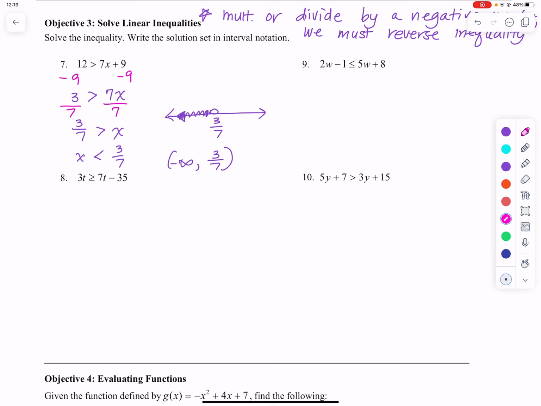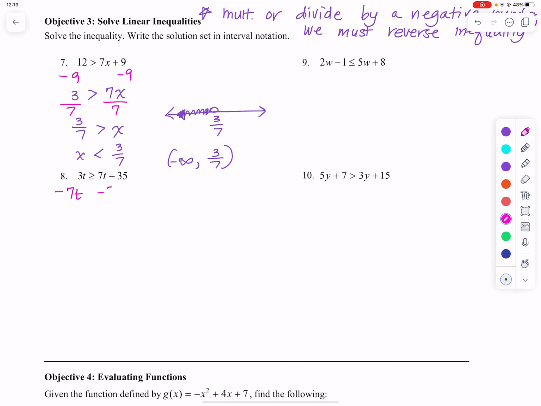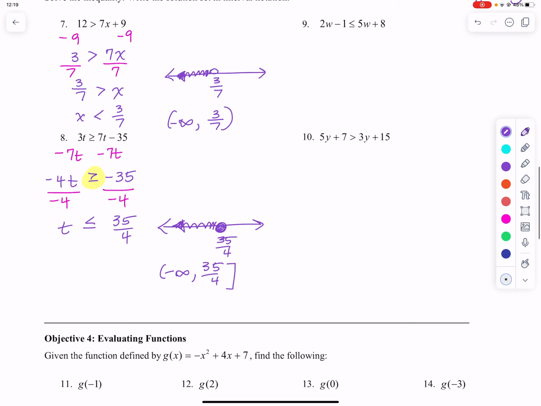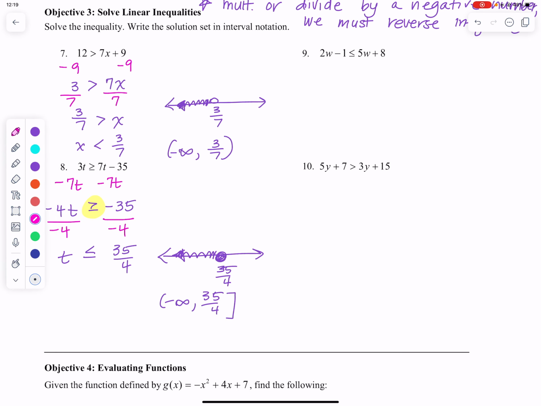Here we will subtract 7t from both sides, and we have a negative 4t is greater than or equal to negative 35. Now notice we're going to divide both sides by a negative 4. So we are going to have to reverse that inequality. And here, if you have a number line and we have 35/4, we do want to include that number in our set, and we have negative infinity to 35/4 with a bracket.